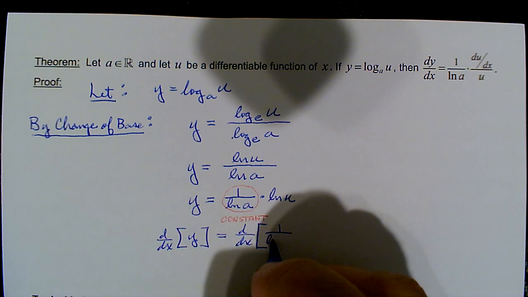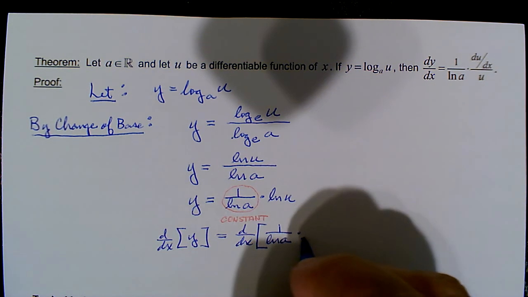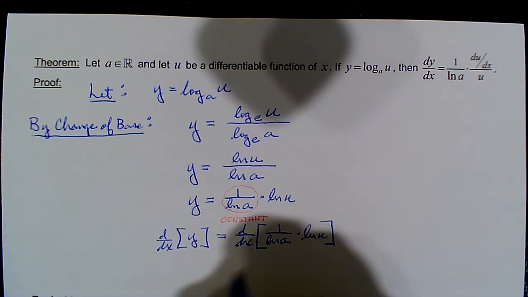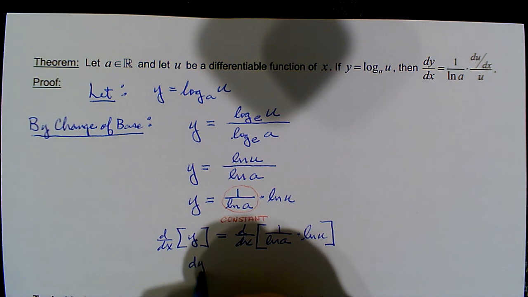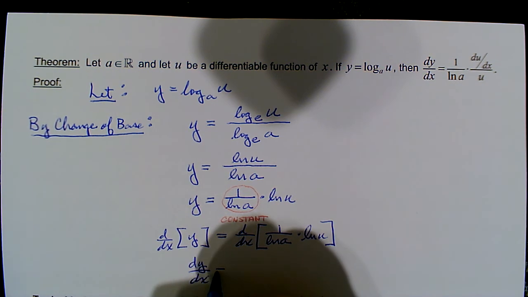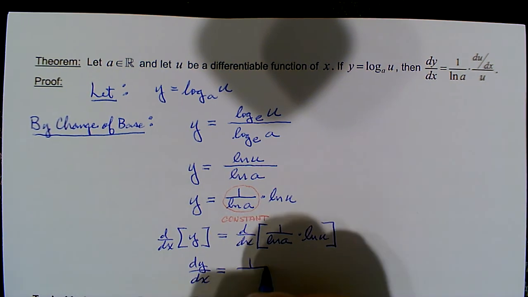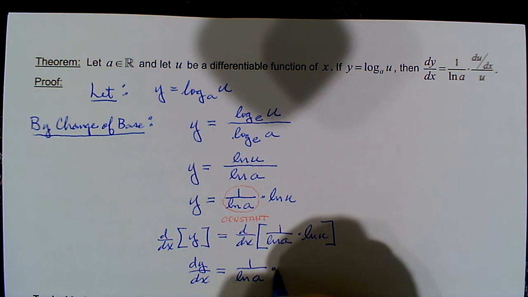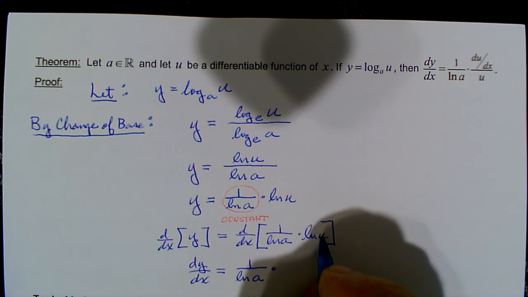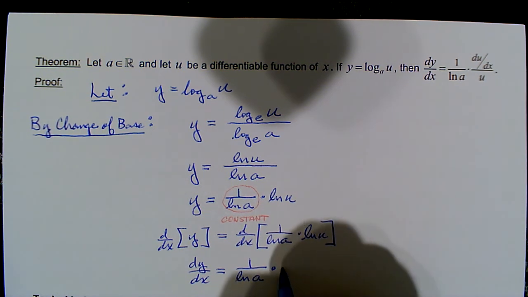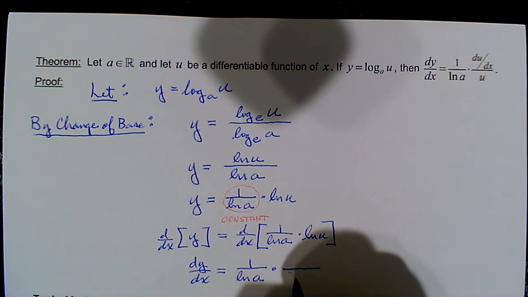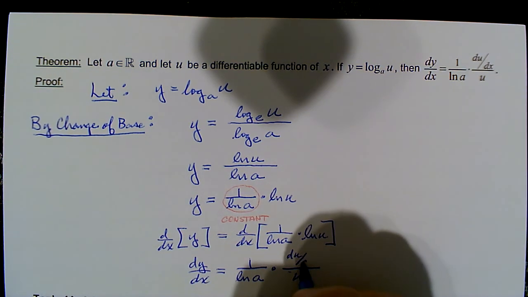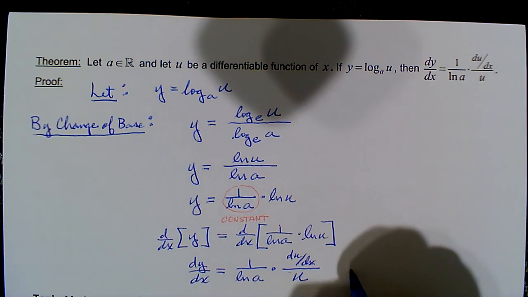But again, realize that 1 over the natural log of a is a constant. So on the left we get dy dx. On the right, 1 over natural log of a just tags along as a constant multiple. And then we have times differentiating the natural log of u. That's already been proven to be a fraction with u in the denominator and the derivative of u denoted by du dx in the numerator. And so that would end the proof.